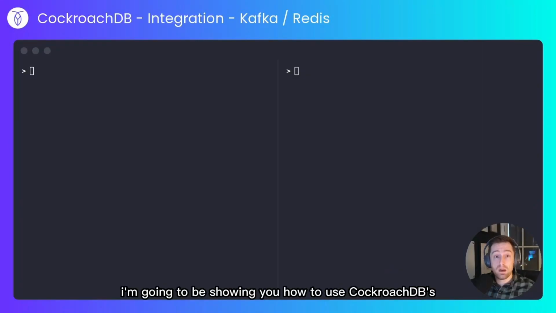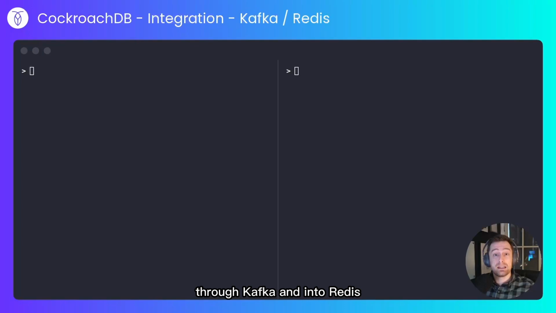In this episode, I'm going to be showing you how to use CockroachDB's change data capture to get data from CockroachDB through Kafka and into Redis. This might be quite useful for people who like to use Redis as a cache layer. CockroachDB has caching built in, so this isn't entirely necessary. It's more of a fun exercise.